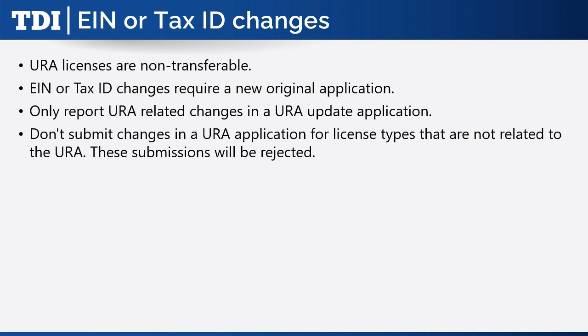These submissions will be rejected. For example, if your parent company holds both a third-party administrator, or TPA license, and a URA license, and the change applies to both license types, you cannot just report the change for both licenses in a URA update application.